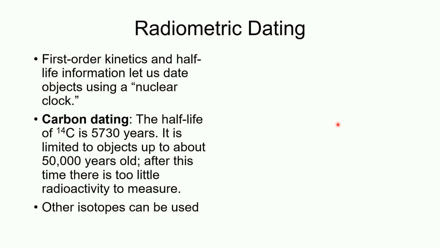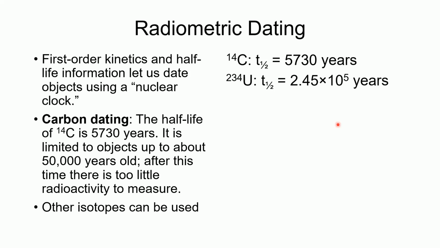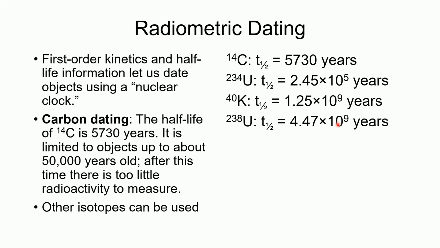Now, there are other isotopes that can be used, so carbon is not the only one. Uranium-234 has a half-life of 245,000 years. All right, that shows up in some rocks. Potassium-40, this one has a half-life of over 1 billion years. That can be used in certain applications to get an estimate of the age of certain rocks. We've got uranium-238 with a half-life of about 4.5 billion years. Well, that's pretty cool. And then here, this has a half-life of 48.8 billion years.